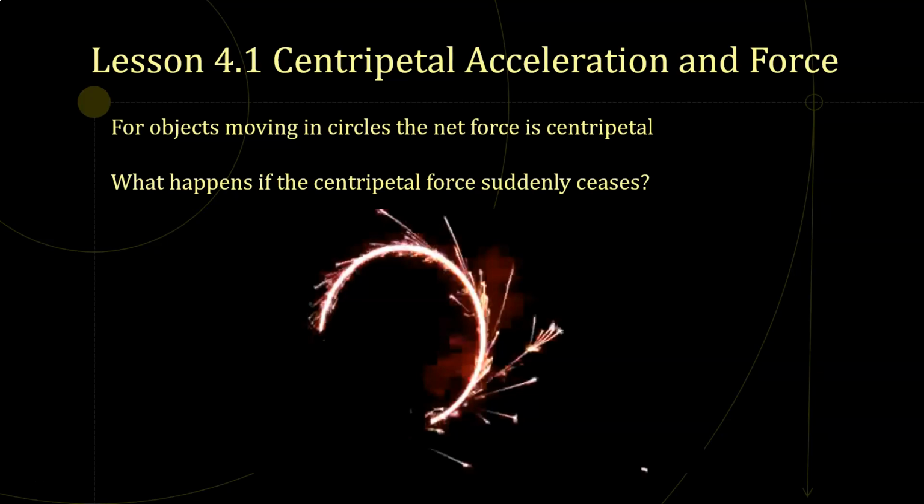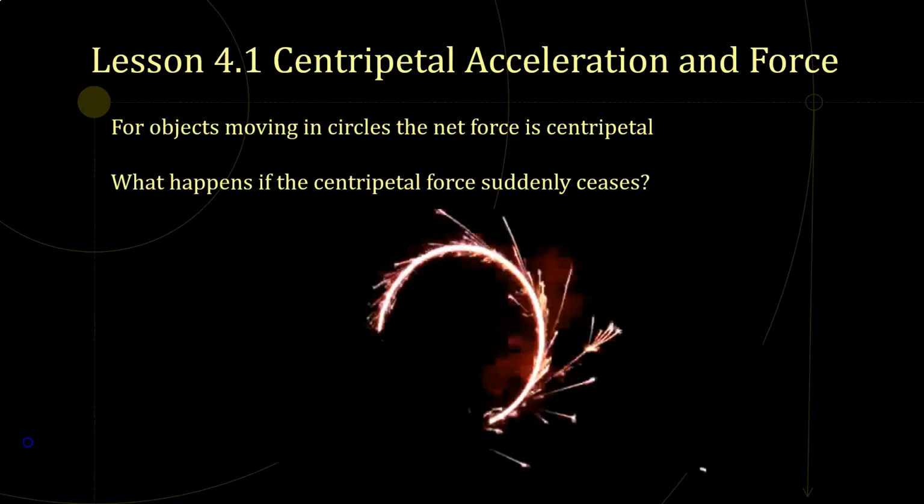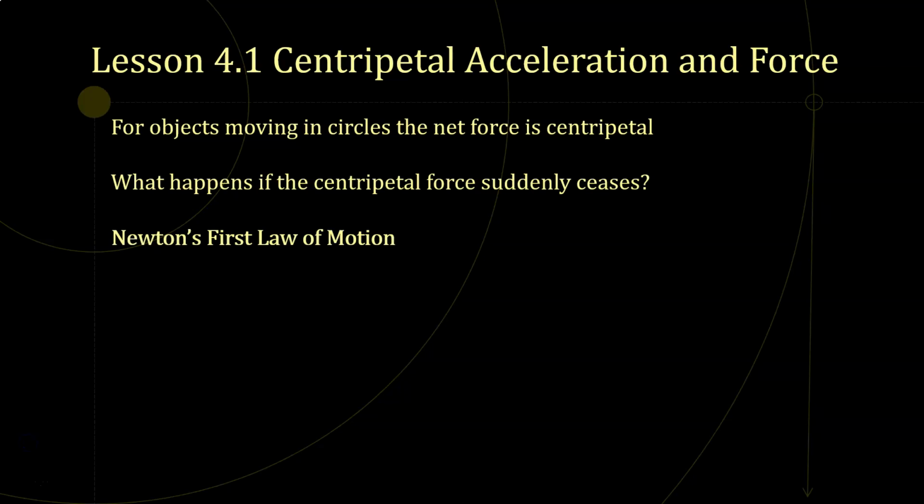So this should give you a clue as to what happens if something is moving in a circular motion because it has centripetal force, and there's no other net forces acting on the object other than the centripetal force. This is going to tell you what's going to happen if that centripetal force were to suddenly cease. What direction would the object move?